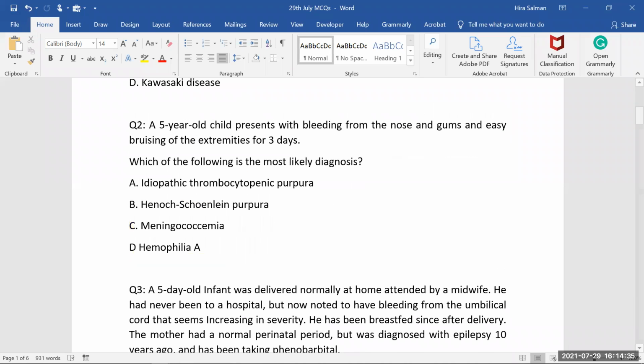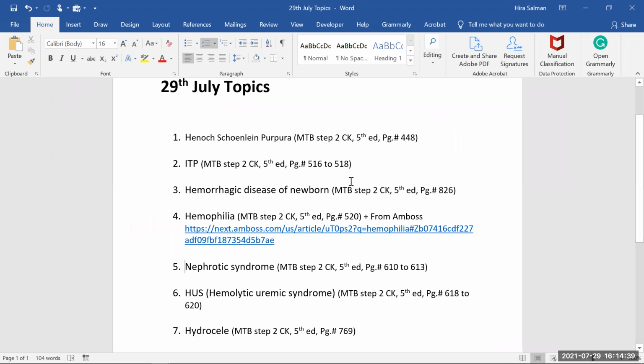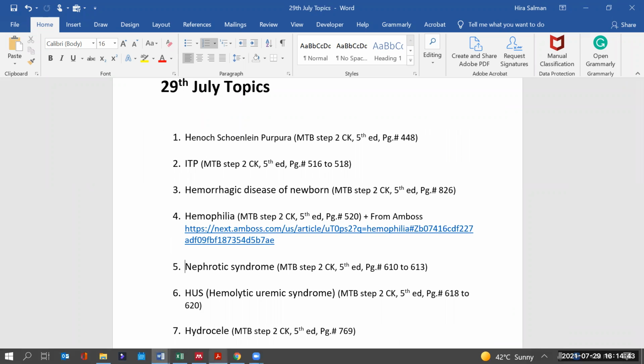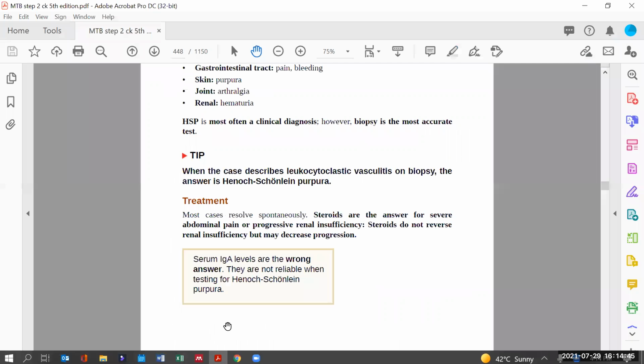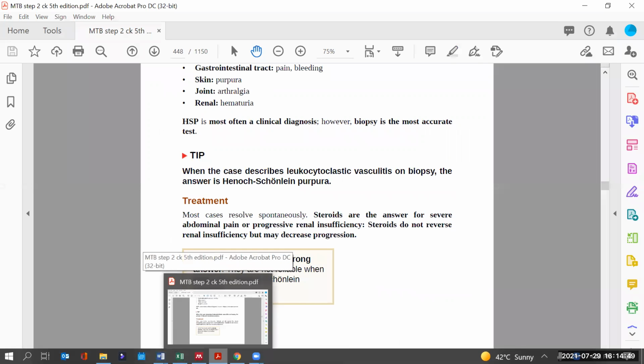Then we'll go for the theory first. I will go for ITP, idiopathic thrombocytopenic purpura. Dr. Hira, yes, please dear. Please repeat hemolytic uremic syndrome a little. Hemolytic uremic syndrome we are going to cover in detail, so don't worry.